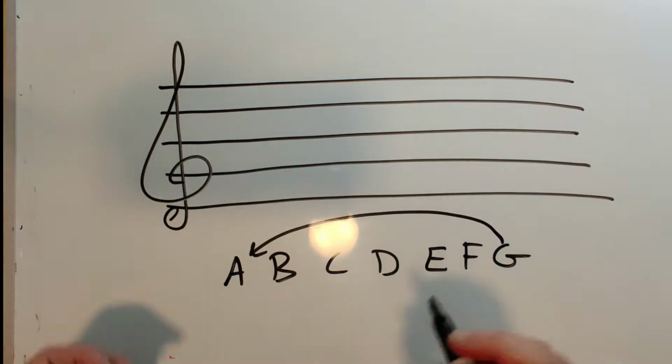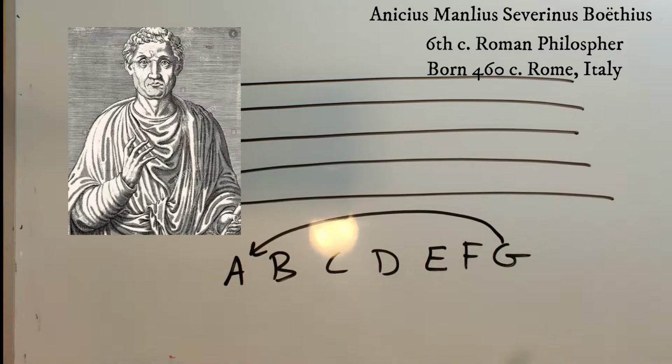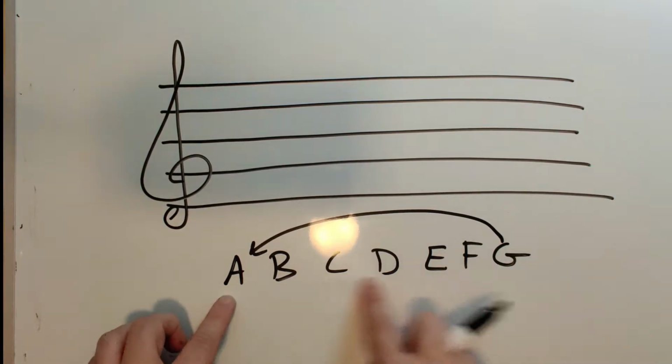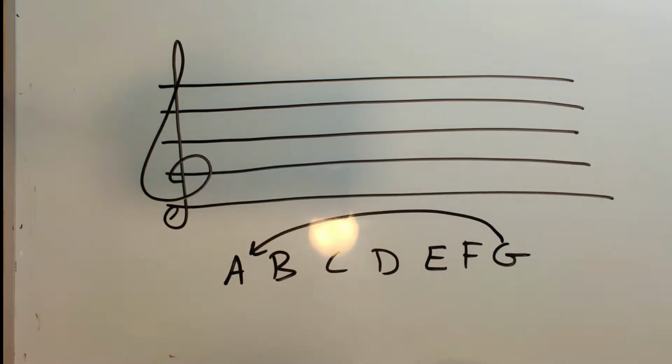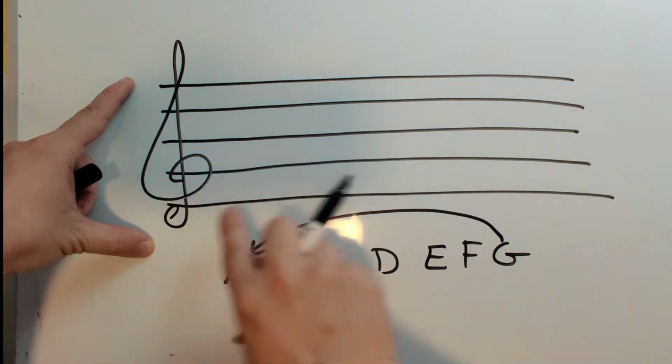This comes from the 6th century Roman philosopher named Boethius. And Boethius said we should use these first 7 letters. He actually added a whole bunch of other stuff too, but they cut it down, and so we're just left with the 7 here.